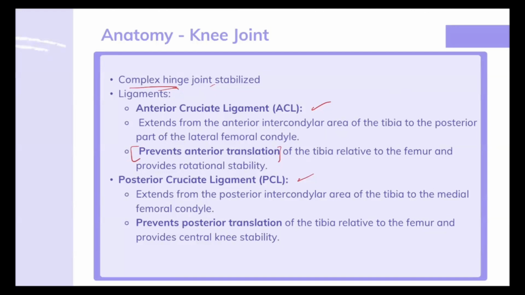And this just tells you where they're attaching. You don't really have to worry about explaining in OSPE what's attaching where. This is for your own understanding. Same thing for the posterior cruciate ligament. It's preventing the tibia moving posteriorly as compared to the femur. And it provides central knee stability as compared to ACL, which was giving rotational stability.